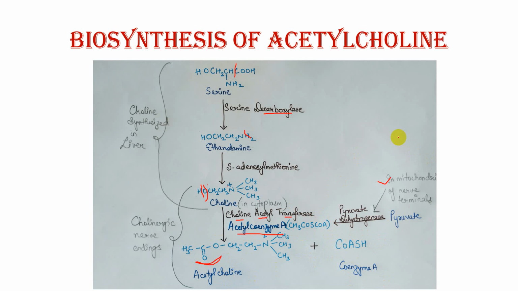Okay, so this was about biosynthesis of acetylcholine. Once again I'll go through in short. Serine will be converted into ethanolamine in the presence of enzyme serine decarboxylase. That means there is an acid that has to be removed. Decarboxylation has to take place. So this acid will be removed and the remaining structure remains the same. OH, CH2, CH2, NH2. Right, when COOH is removed, this carbon will get a free valency and it will satisfy itself by a hydrogen. So this becomes, instead of CH, it becomes CH2 here.